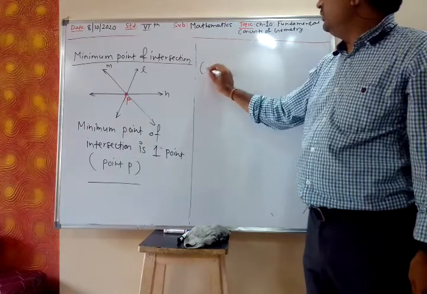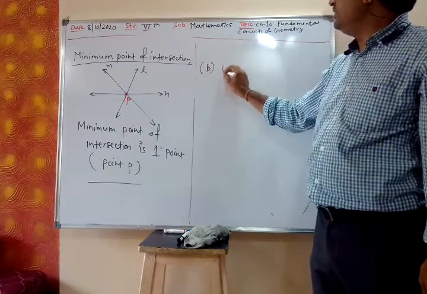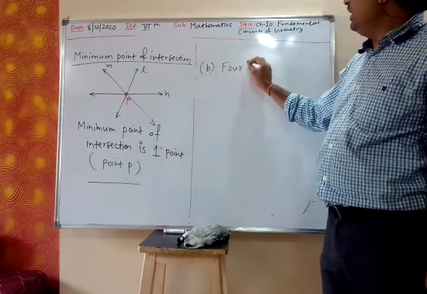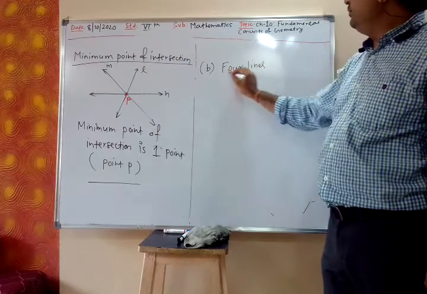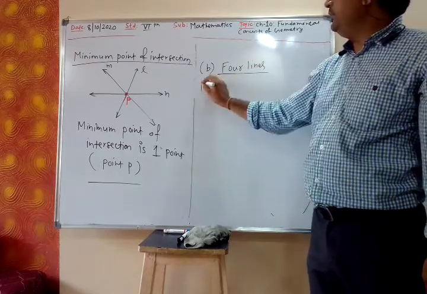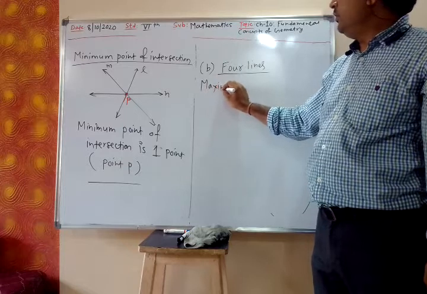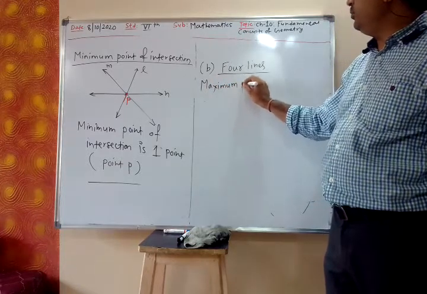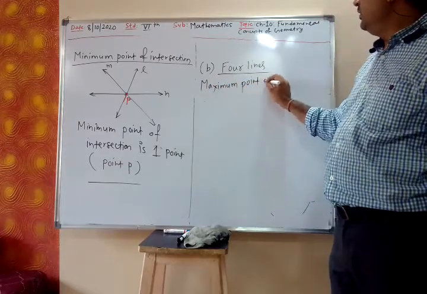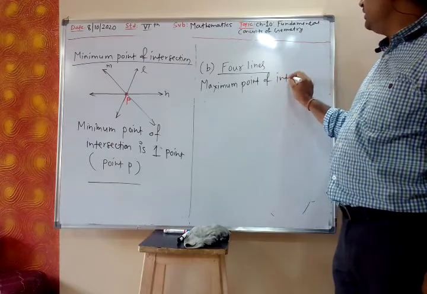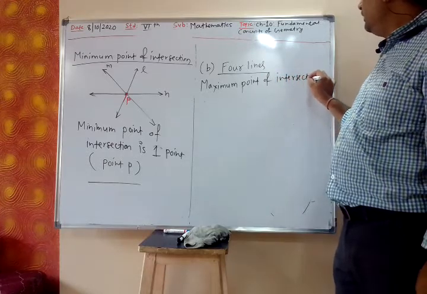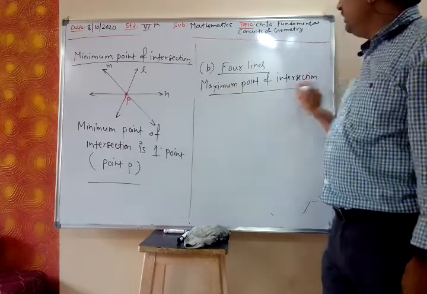Now let us do part B for 4 lines. For 4 lines, you have to find the maximum point of intersection.